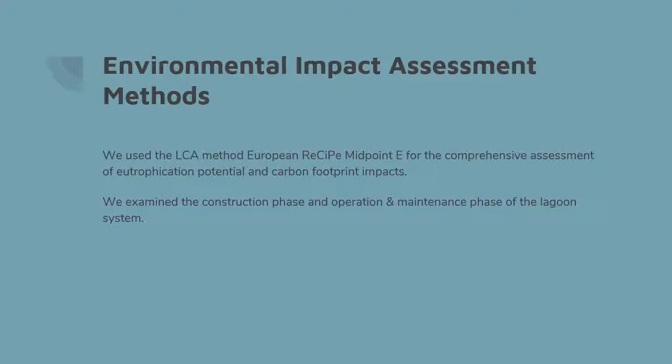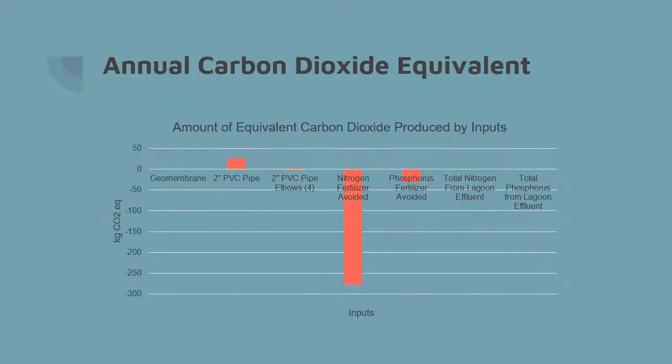We will use the LCA method ReCiPe for the comprehensive assessment of eutrophication potential and for carbon footprint impacts. The figure shows the carbon equivalents in kilograms from both the inputs and outputs during the construction phase and the operation and maintenance phase of the lagoon. ReCiPe was used to assess the annual carbon footprint. Avoided products included nitrogen fertilizer and phosphorus fertilizer.